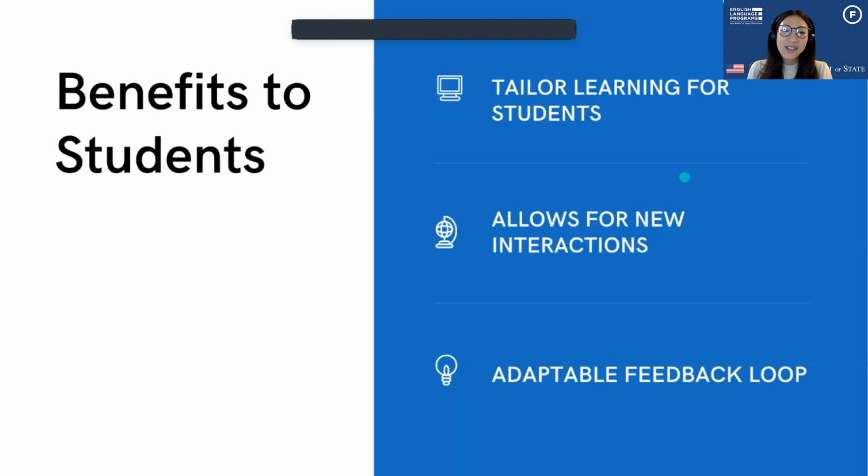It also allows for new and different interactions. So not just getting feedback and being able to kind of have a conversation with the teacher or with peers, you can have a conversation with ChatGPT or Bard. And it's an adaptable feedback loop. So let's say that you are asking ChatGPT to practice having a conversation with your students. It can change based off of what the student says or focus on different aspects.